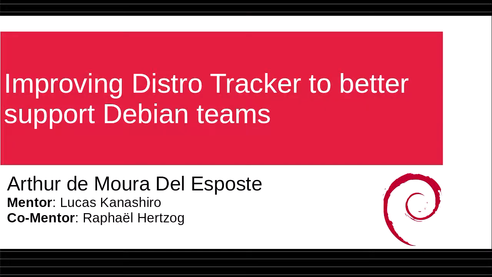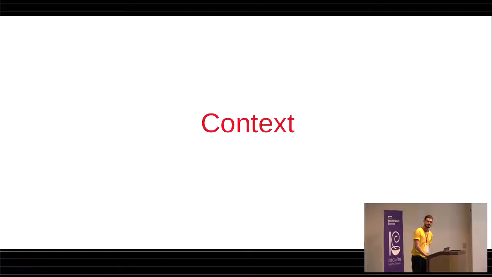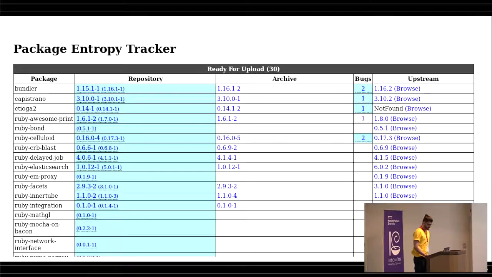So, hello, my name is Arthur. I'm going to talk about my GSoC project, titled Improve Distro Tracker to Better Support Debian Teams. My mentor is Lucas Kanashiro, and my co-mentor is Raphael Hertzog. Let me provide some context about why we are doing this. Debian teams used to rely on Package Entropy Tracker, a system that gets information about packages from Debian and displays it inside tables and categories.